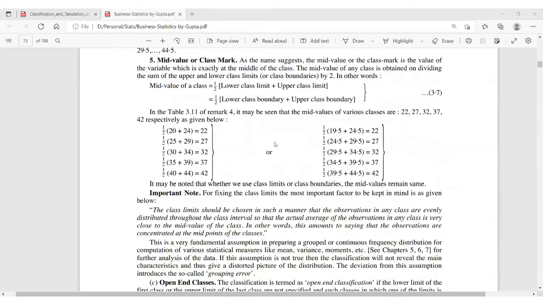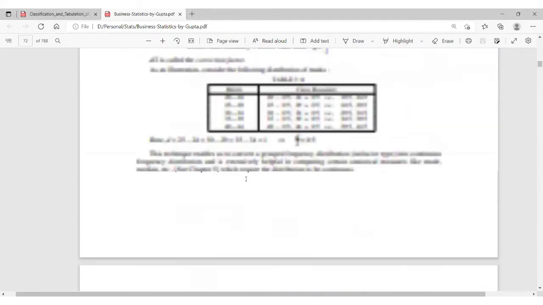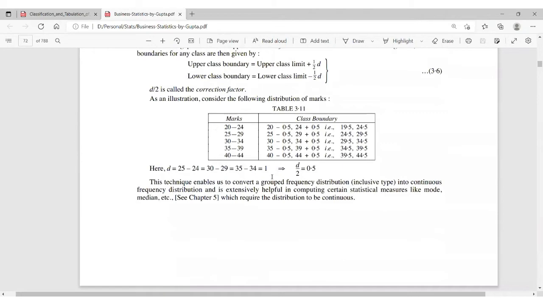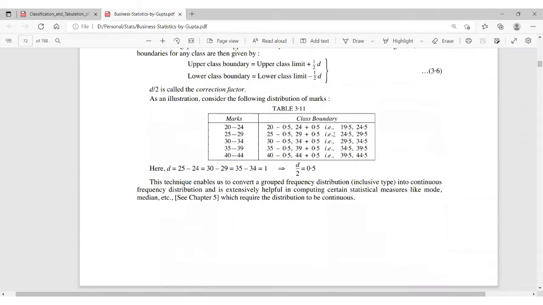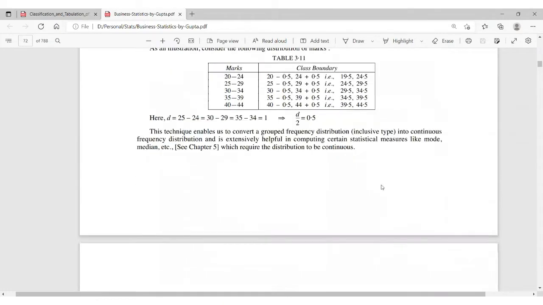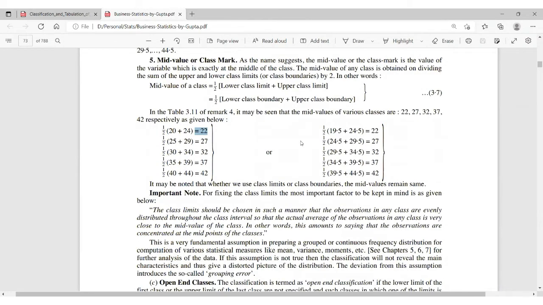Class mark or mid value. Formula for this is lower limit plus upper limit divided by 2. It comes to 22. In this example, 20 plus 24 divided by 2 is 22. Or in this way, 19.5 plus 24.5 divided by 2. Same. So class mark or mid value, both for these things. Right?